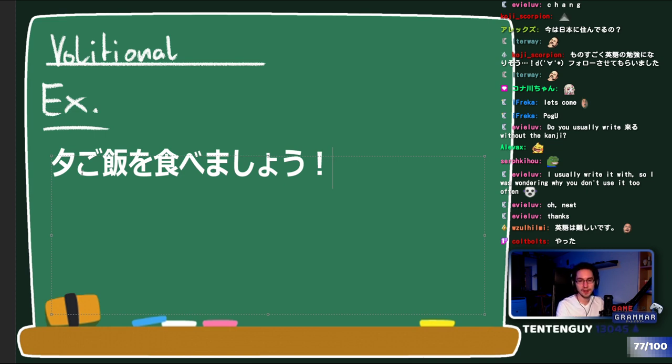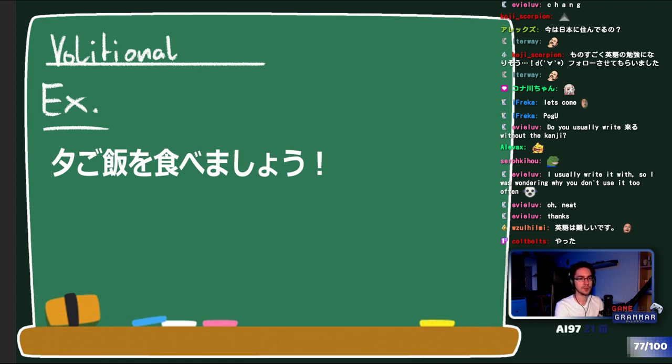In Japanese, by the way, the exclamation mark is often called bikkuri maku, which is pretty cute because bikkuri means surprise or being scared by something. So bikkuri maku is like an exclamation mark. It has other names as well, but bikkuri maku is one of those. So you have 夕ご飯を食べましょう. Let's eat dinner. Fairly simple.